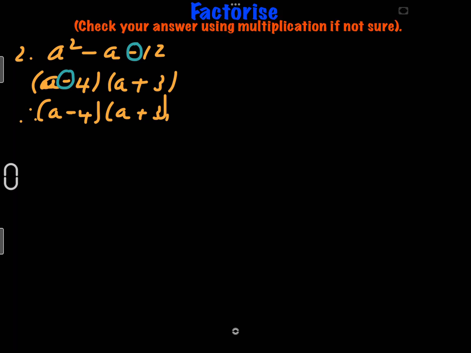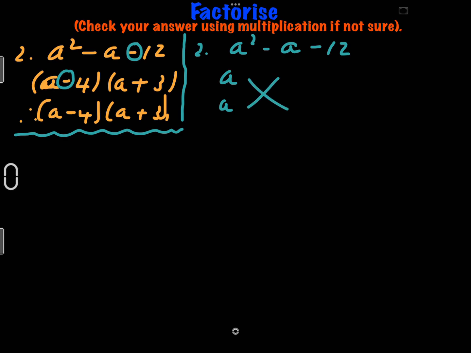Let's look at our next example. Example 2. We have the same question. So we have a squared minus a minus 12. What you need to do is to look at the first leading coefficient, rather the first term in this case. Our leading term here is a squared, so a multiplied by a, and we just simply need to cross multiply.